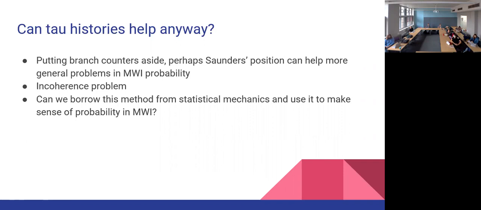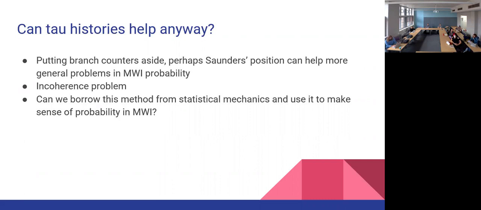So putting branch counters aside, perhaps Saunders' position could help with more general problems in the many worlds interpretation concerning probability. Specifically, can it help with the incoherence problems I mentioned at the start? Before going on, we need to introduce an important aspect that I left out at the start, which is that Saunders argues, against the claim of being ad hoc, that his account of branch counting parallels Boltzmannian microstate counting in statistical mechanics and thermodynamics. It is a route that probability can be arrived at in Boltzmannian state counting, and he's saying that his tau history counting is a parallel to this.